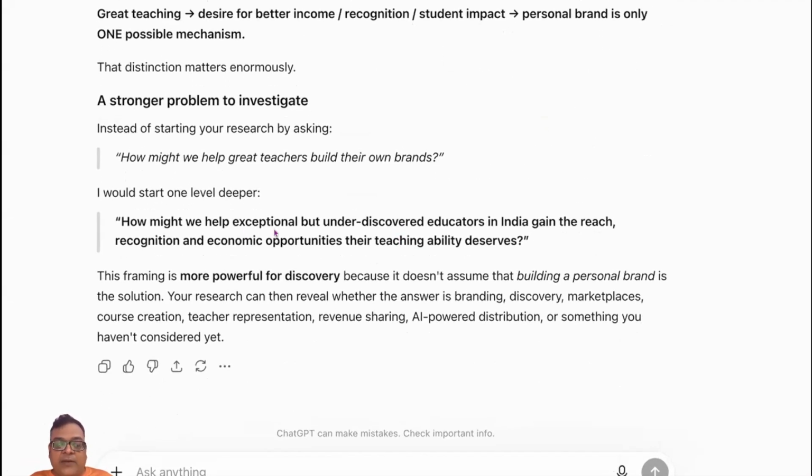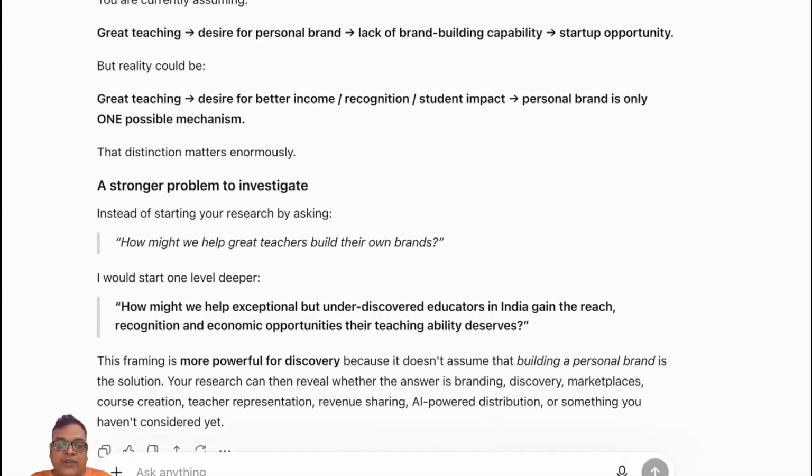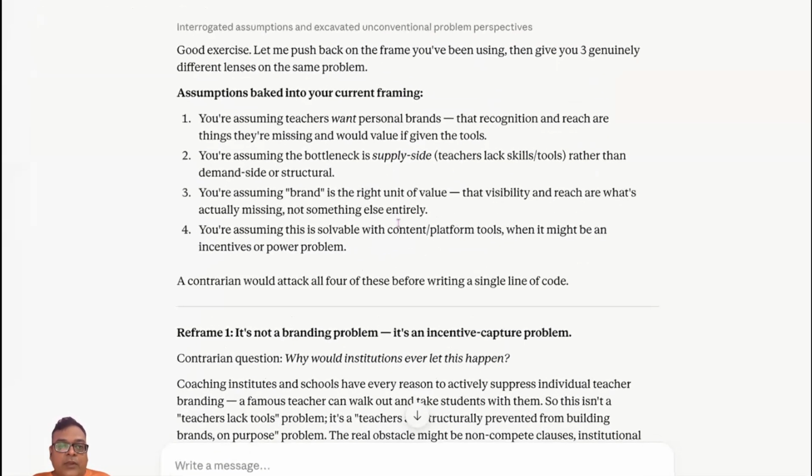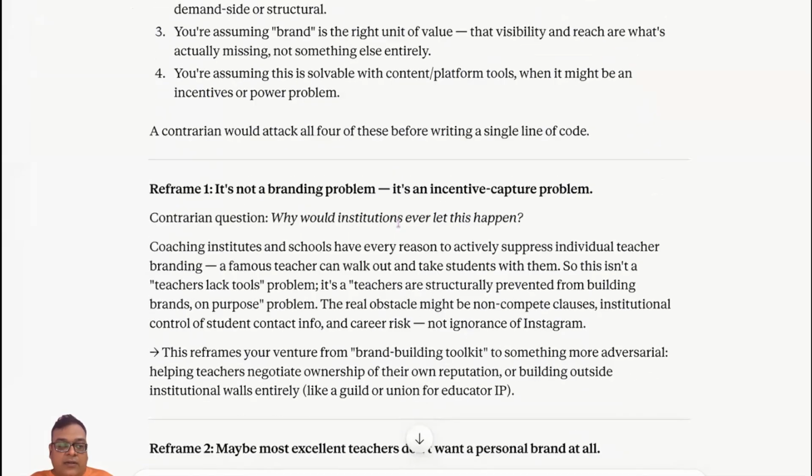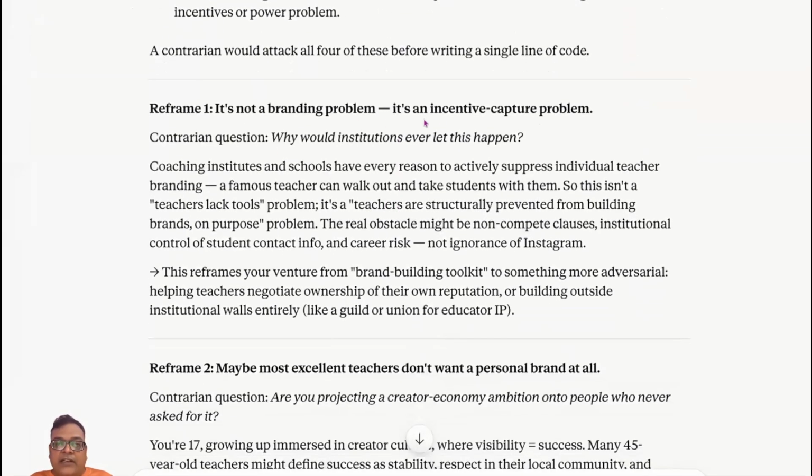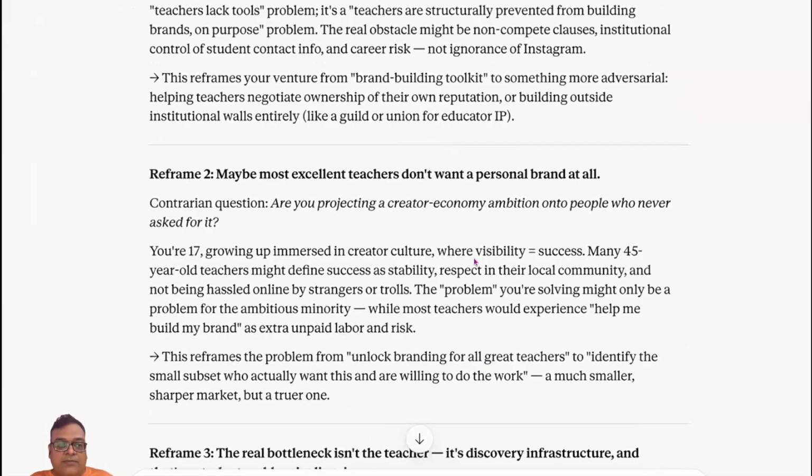And how might we help exceptional but under-recognized teachers? Okay, perfect. Look at this. It's not a branding problem, it's an incentive capture problem.